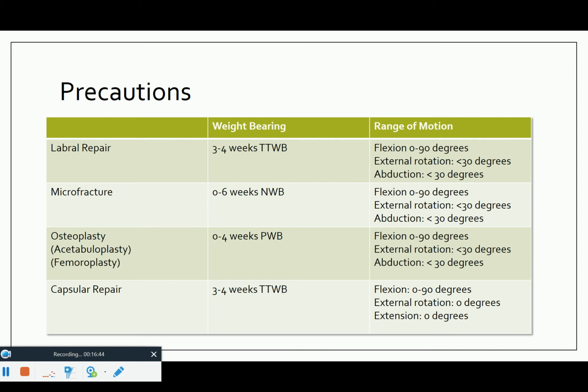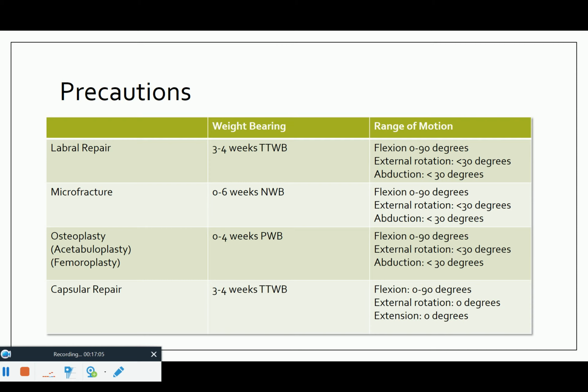It's not as structurally sound as the original layer of asphalt, but cars can still go over it. So that's a similar concept to microfracture in the cartilage that's created following the procedure. So you again want to have the same range of motion precautions here, just the big difference is non-weight bearing.